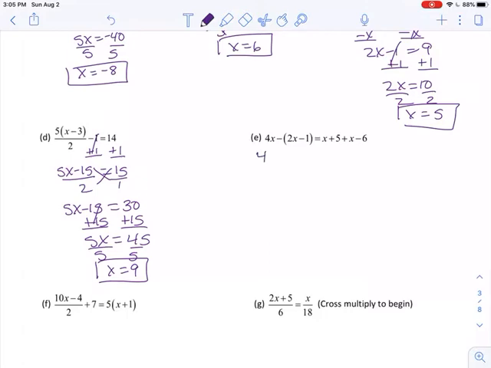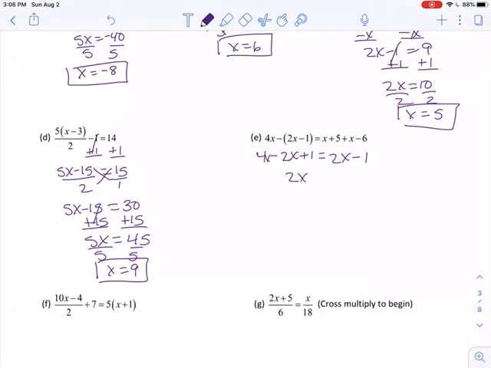And then just be careful on E, this negative sign is being distributed, so it's really a -1 times 2x, which is -2x, and -1 times -1 is +1. I'll combine these on this side. x plus x is 2x, 5 minus 6 is -1.